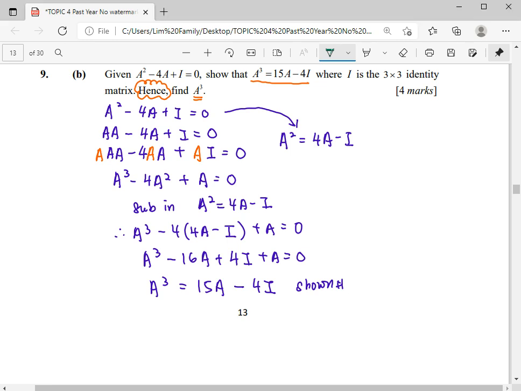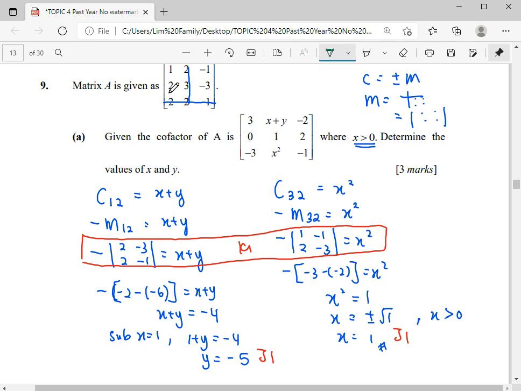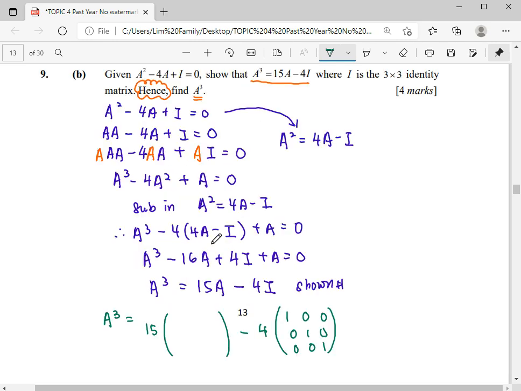For the next part, we're going to find our A cube. You don't go and substitute A times A times A. You say hence. Hence means you have to use this result. I'm going to find my A cube using this result, which equals 15 times matrix A minus 4 times identity. Identity is 1, 0, 0, 0, 1, 0, and 0, 0, 1. For matrix A, we refer back to our original question here. This is our matrix A, so we substitute this matrix A into our equation.